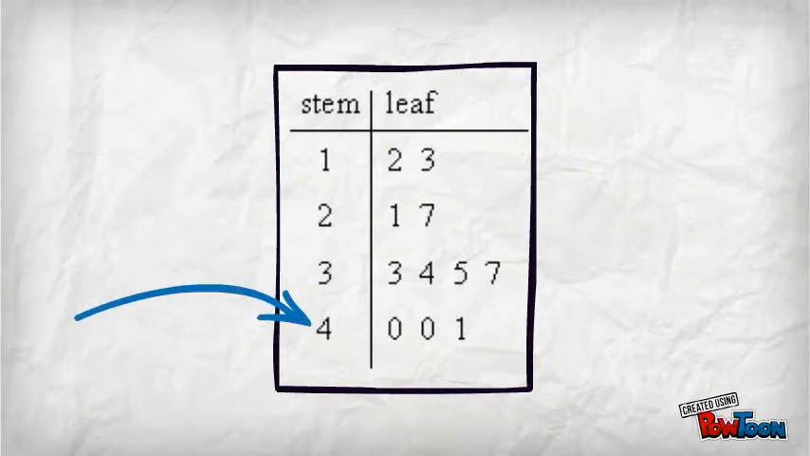As you can see, the original values can still be determined. You can tell from the bottom leaf that the 3 values in the 40s were 40, 40, and 41.